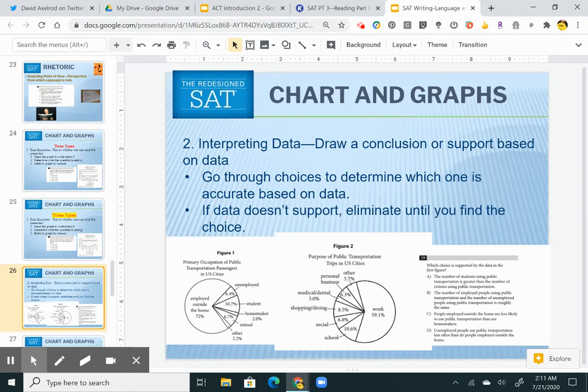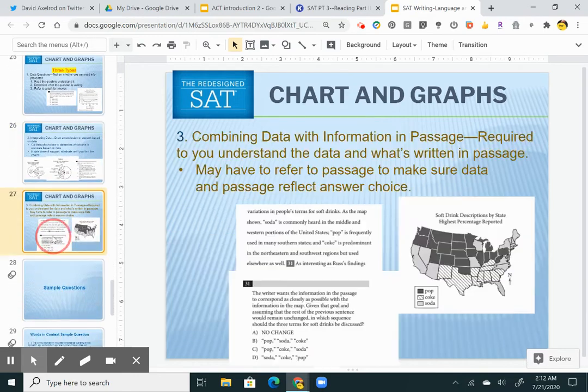So in other words, which choice is best supported by the data in the first figure? And this is talking about primary occupational public transportation passengers in U.S. cities. I'm going to show you this passage actually as an example. So go through the choices to determine which one is accurate based on the data. And then if the data doesn't support it, eliminate it until you can find the choice. Sometimes it's better to have a context for reading the passage as well.